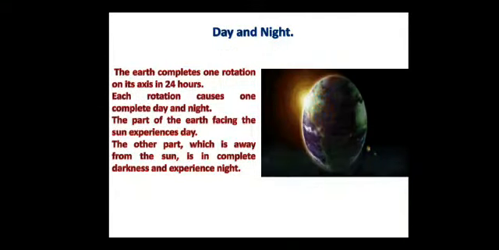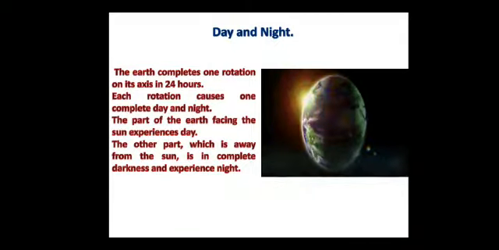Day and night. See, occurrence of day and night is a continuous process. The sun is the only source of light and heat on the earth. Since the earth is spherical in shape, only that half of its surface which is facing the sun will be lit up by the sun's rays. The portion of the earth facing the sun experiences day. In contrast, the other half away from the sun experiences night.